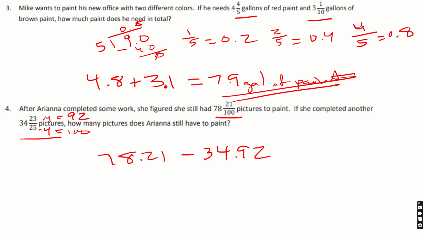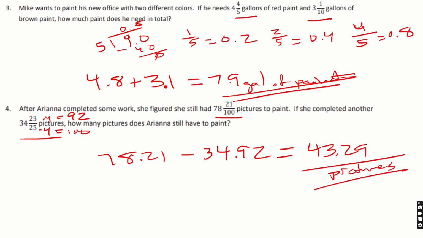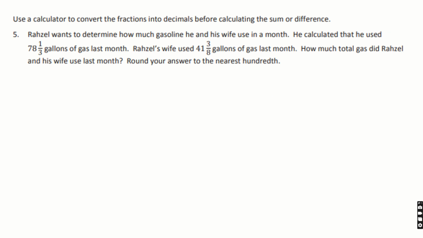And then when we do the math on this, 78.21 minus 34.92 is, she still has 43.29 pictures left to paint. This says use a calculator to convert the fraction to decimals before calculating the sum or difference. So we'll go ahead and do this longhand first, and then remember it's that second and then the PRB button, because above it is the fraction to decimal on our calculator.